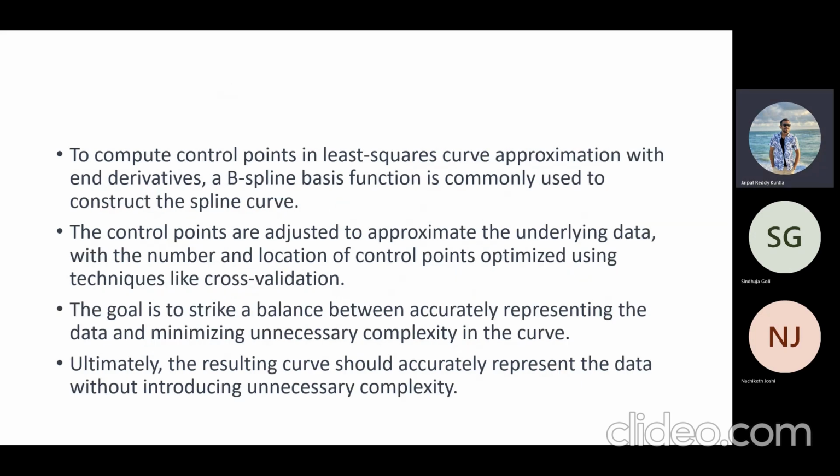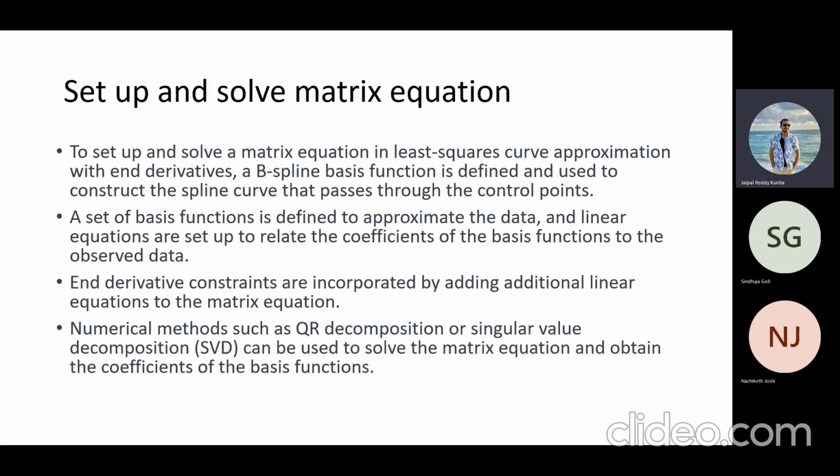To compute control points in least squares curve approximations with n derivatives, a B-spline basis function is commonly used to construct the spline curve. The control points are adjusted to approximate the underlying data, with the number and location of control points optimized using techniques like cross-validation. The goal is to strike a balance between accurately representing the data and minimizing unnecessary complexity in the curve. Ultimately, the resulting curve should accurately represent the data without introducing unnecessary complexity. So, set up and solve the matrix equation.